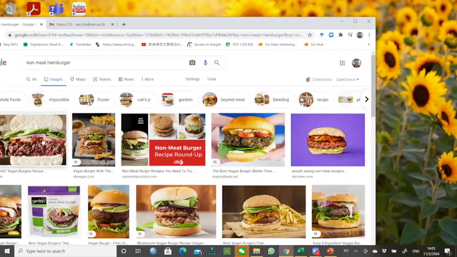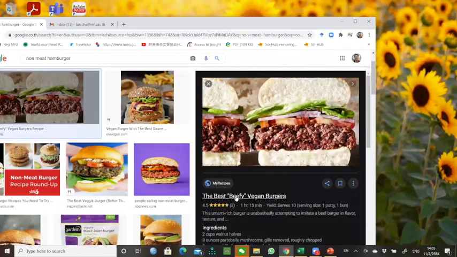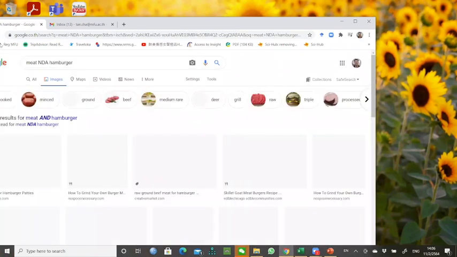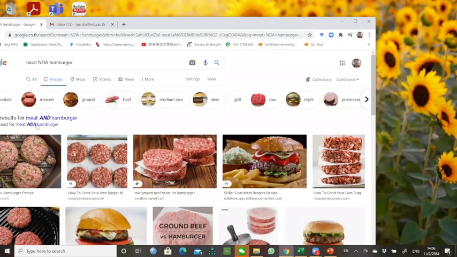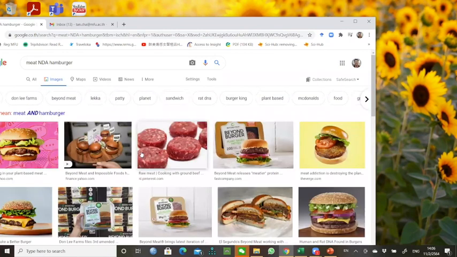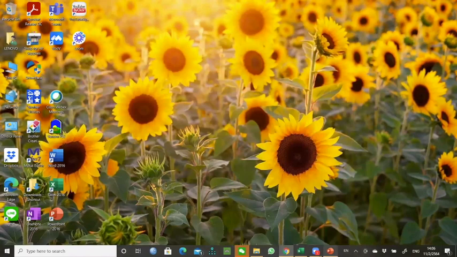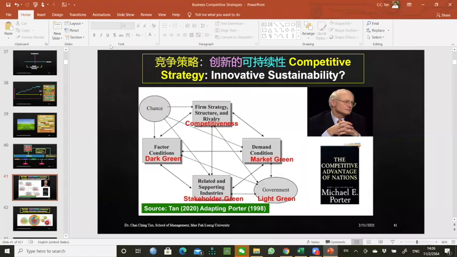Okay, and this is vegan, but we are not talking about vegan. We are talking about something from meat DNA. I'm not so sure about the terms for DNA. Okay, something like that. Maybe we can come up with some dark green.